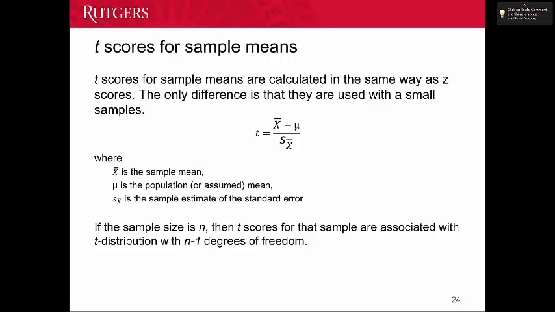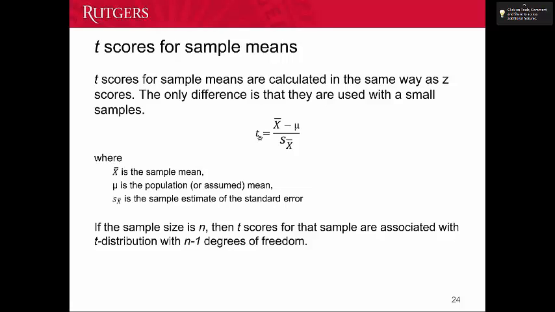Just as we calculate the z-score for sample means when the sample is large, we can also calculate the t-score for sample means when the sample size is smaller. The formula is exactly the same as that of the z-score. The only difference here is that the value of the t-score is not related to the standard normal distribution, but to a t-distribution. The t-distribution varies with the parameter, which is the degrees of freedom, as we mentioned.